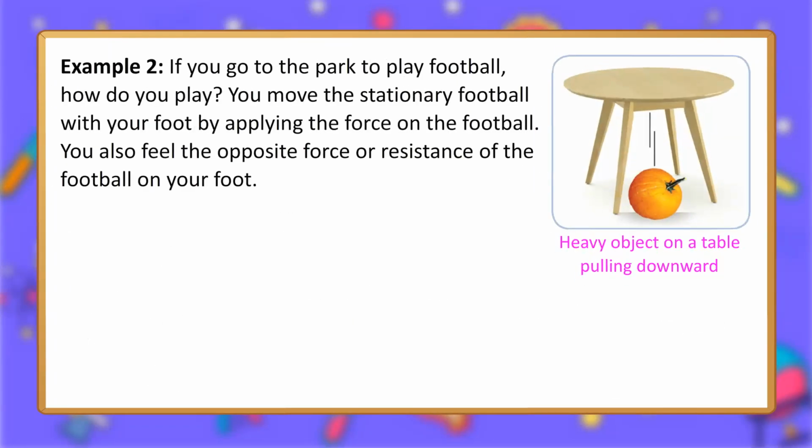Example 2. If you go to the park to play football, how do you play? You move the stationary football with your foot by applying force on the football. You also feel the opposite force or resistance of the football on your foot. Heavy object on a table pulling downward.